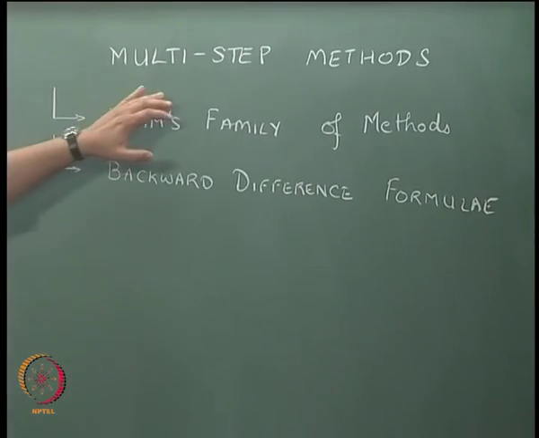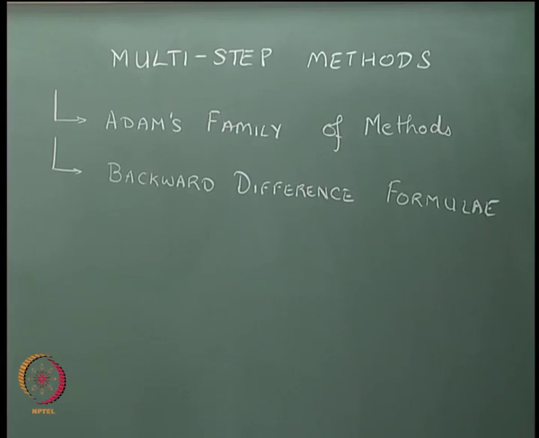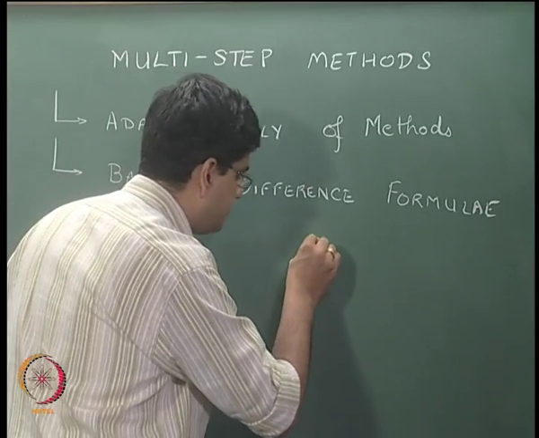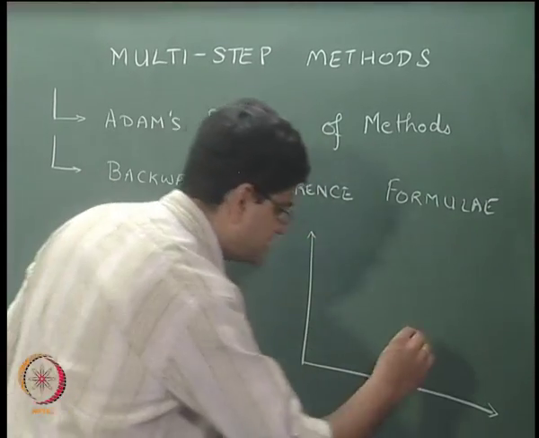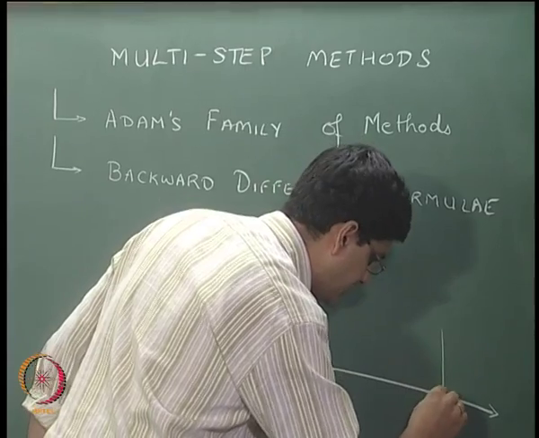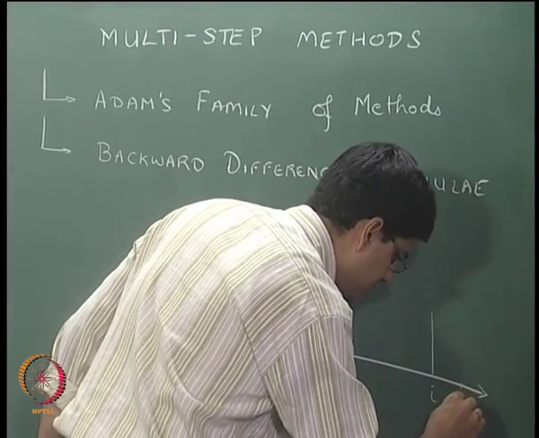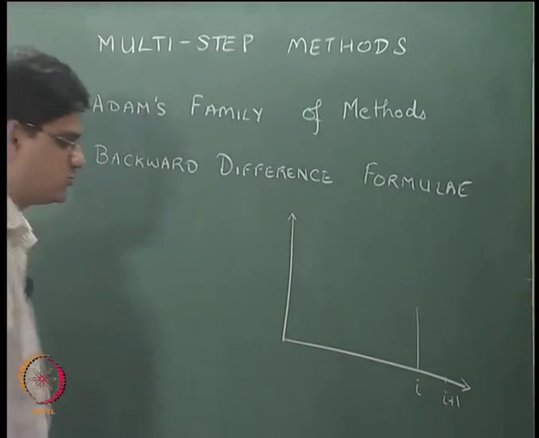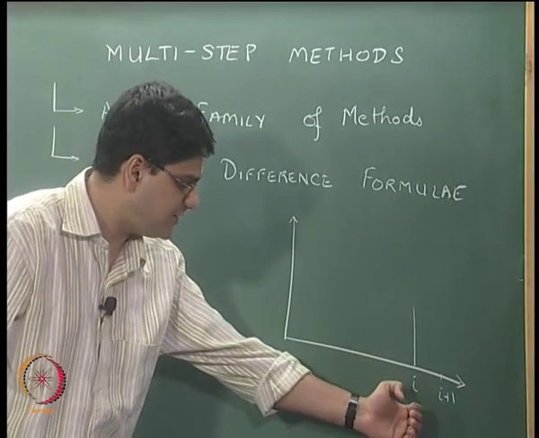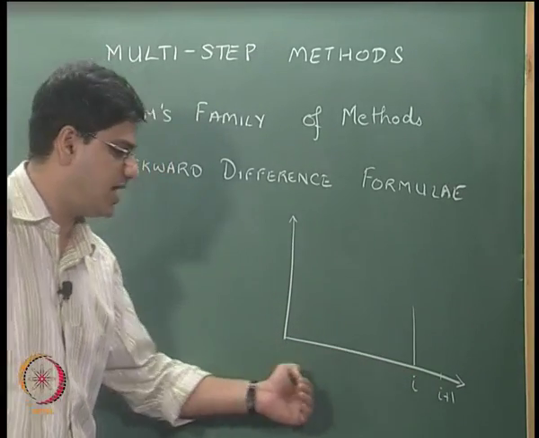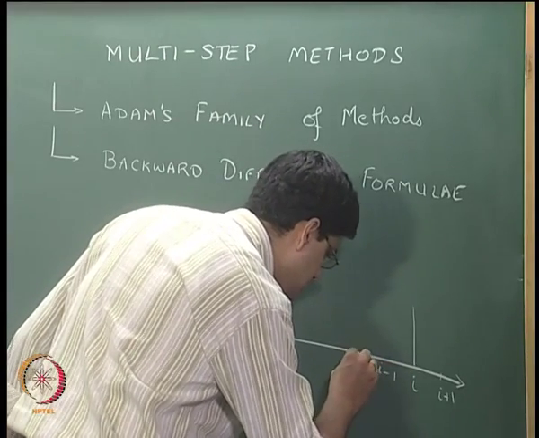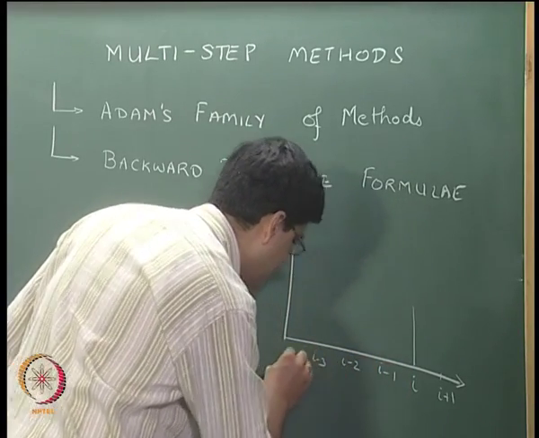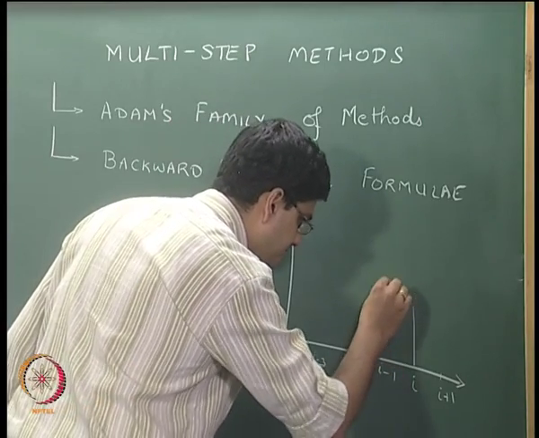Okay. A general way of writing the multi-step method is as follows. I will first talk a little bit about the geometric interpretation of this, and then we will talk about how exactly we are going to get it. Let us say we are currently at location i, the next one is location i plus 1, and likewise the previous locations are i minus 1, i minus 2, and so on and so forth.